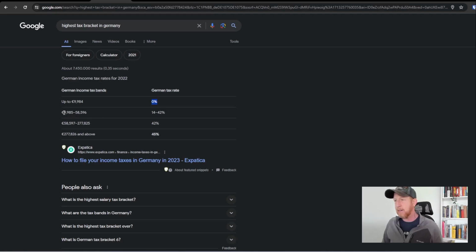It's not until you get to 9,985 euros that you'll then start paying 14%. And you'll only pay 14% on that €1 difference between those two numbers. So you make 9,985 euros, then you'll pay 14% on €1. So if you're always putting 45% on the side, you have no problems with the income side of things.